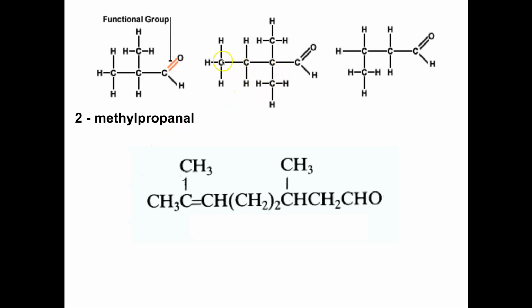Okay, how about this one? 1, 2, 3, 4. Longest continuous chain is 4, not just because I'm reading across, because 1, 2, 3, 4. I'm sorry, this has to be the longest continuous chain because this is my aldehyde. Okay, and so 1, 2, 3, 4. So it's a butane, single bonds between the carbons.